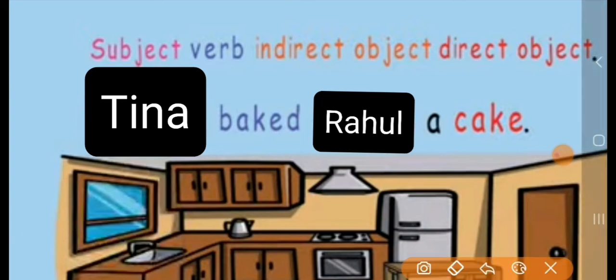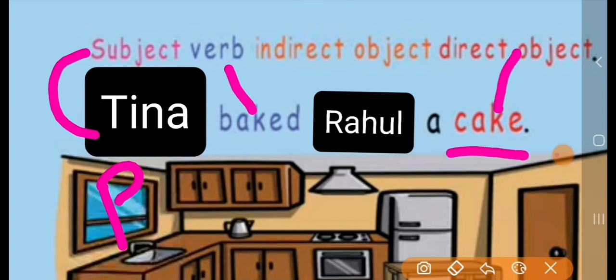Children, in this sentence, Tina is the subject and it is a proper noun as well. Baked is the verb that shows the action Tina performed. And since we are pretty sure that Tina did not bake Rahul, we know that Rahul is not the direct object. Cake is the direct object because it directly received the action of the verb baked. So Rahul is the indirect object. Rahul is affected by the action of Tina's baking of the cake, but not directly.